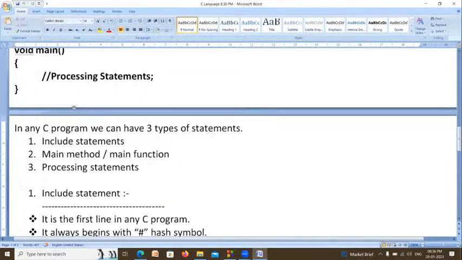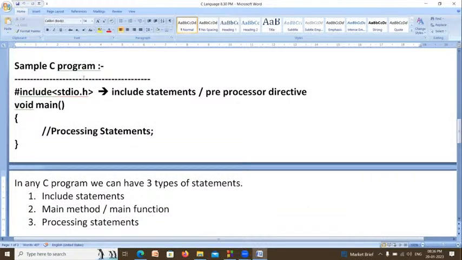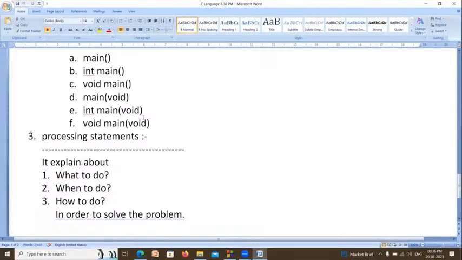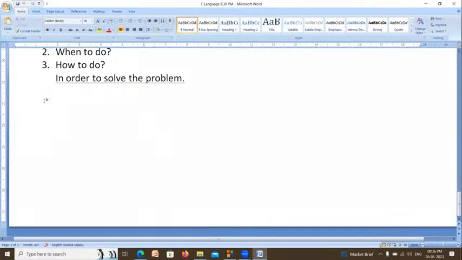Now, in the last class, I explained how to write a sample C program. Am I right? Hash include stdio.h. After that, we have to write the main method. Within that, we need to write the code. Code is nothing but processing statements. Today I will explain what data types are available in C language.